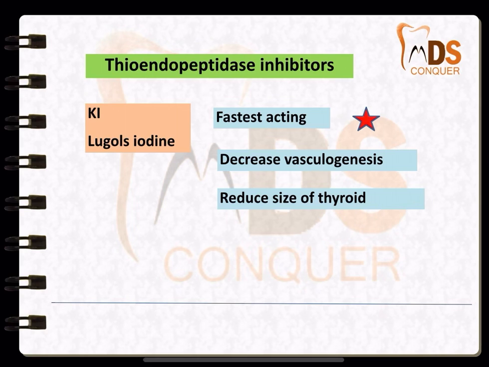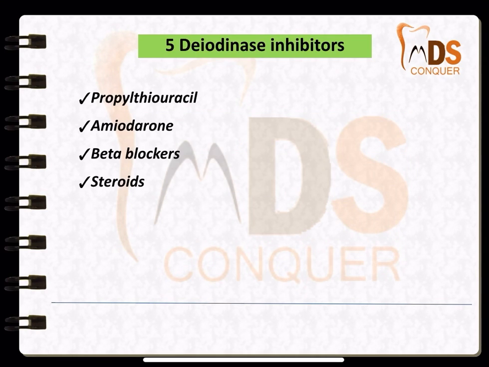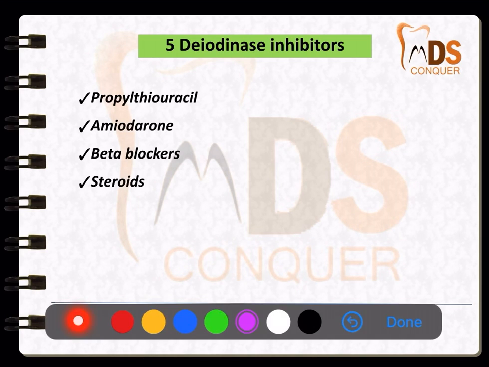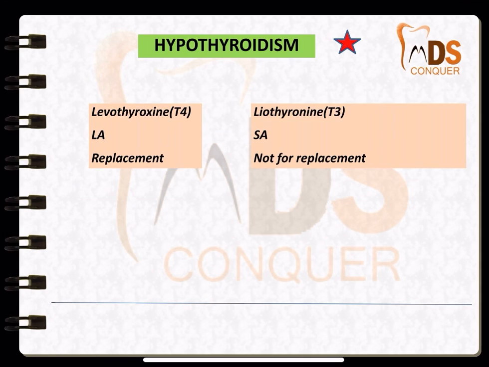Next, thionamide inhibitors. These two are the fastest acting, they decrease the vascularity and reduce the size of the thyroid. Side effects are not that important. Next, 5-deiodinase inhibitors. So propylthiouracil has multiple mechanisms of action, so it can even inhibit 5-deiodinase, and besides that, beta blockers, steroids and amiodarone. Next, iodine-131, again for hyperthyroidism, for Graves and thyroid cancer. So it's important related to iodine-131. Okay, absolute contraindications and all are quite important for each and every drug.